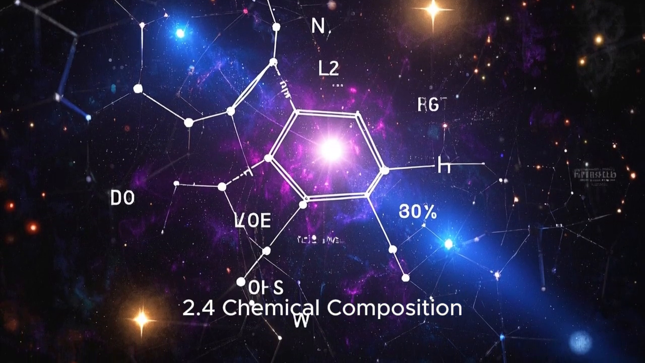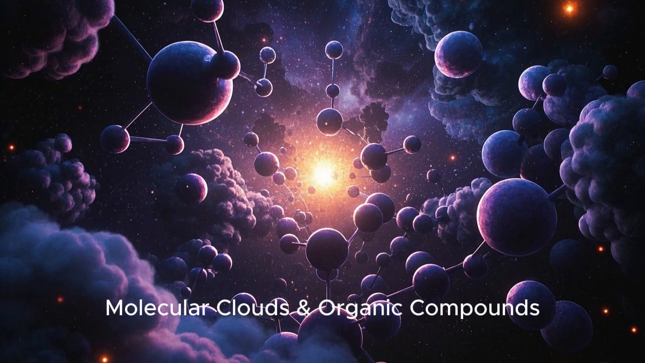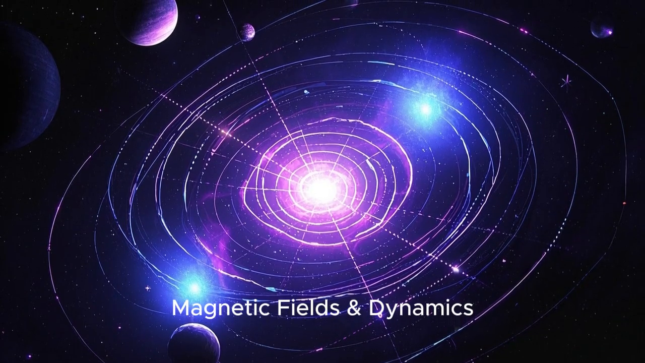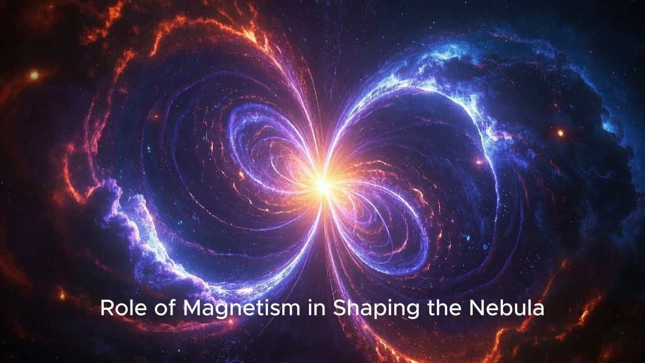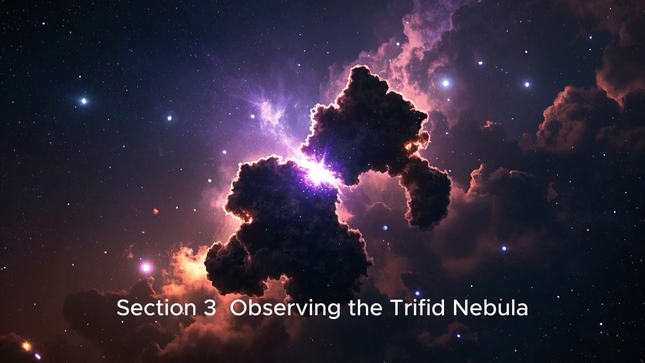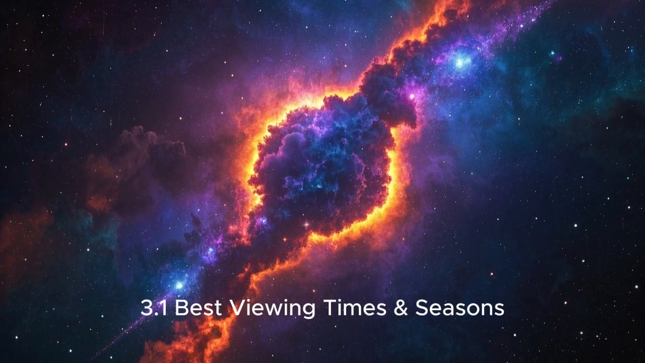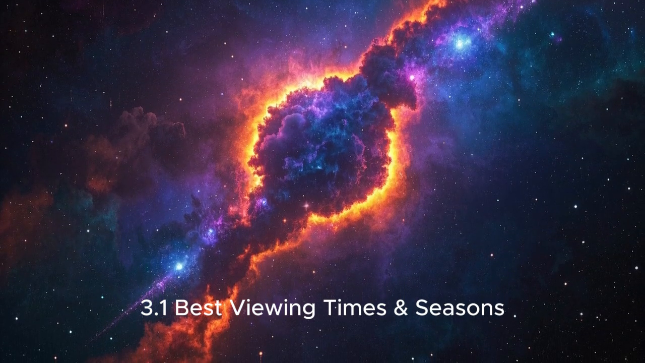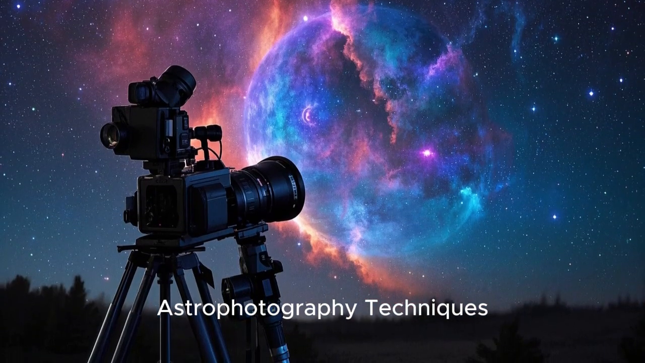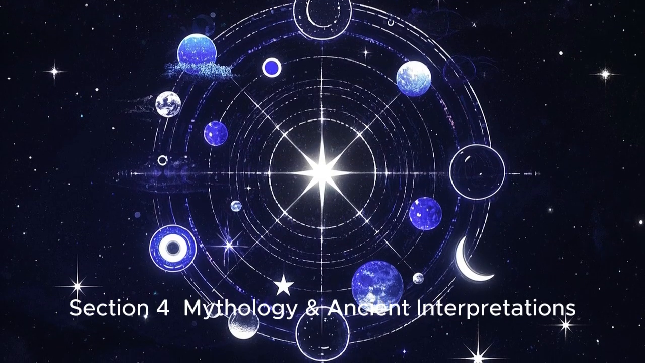2.4 Chemical composition, hydrogen, helium, and heavy elements, molecular clouds and organic compounds. 2.5 Magnetic fields and dynamics, role of magnetism in shaping the nebula, turbulence and gas motion. Section 3. Observing the Trifid Nebula. 3.1 Best viewing times and seasons. 3.2 Equipment needed. 3.3 Astrophotography techniques. 3.4 Common observing challenges.